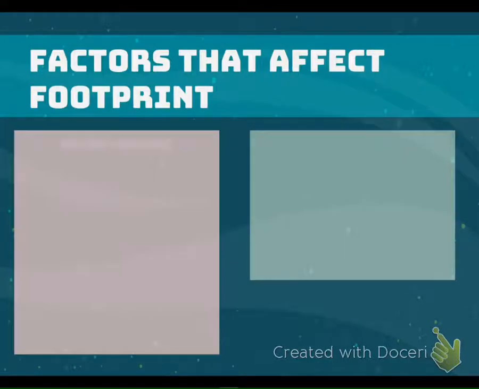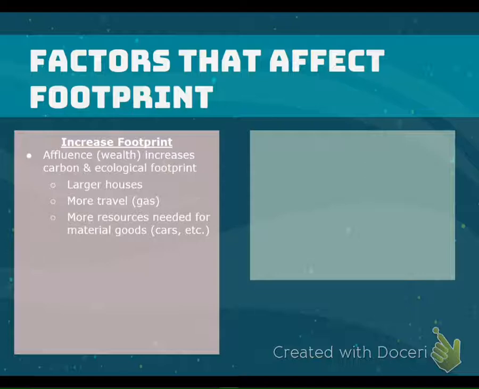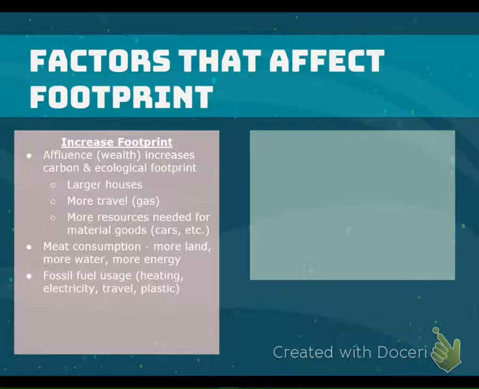Factors that affect the footprint: how would you increase it? If you're wealthy, you're going to have a larger footprint than if you're not. Why? Because you have larger homes, you travel more, you fly more, and you need more resources. Instead of one bicycle, you need 5 or 6 cars. How much meat you eat, what type of meat you eat. Why? Because meat consumption requires more land, more water, more energy. Fossil fuel usage: how much do you need for your car, for heating your home, for electricity, for making plastic?